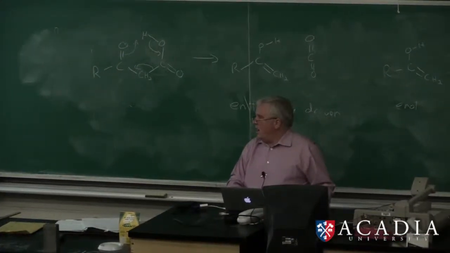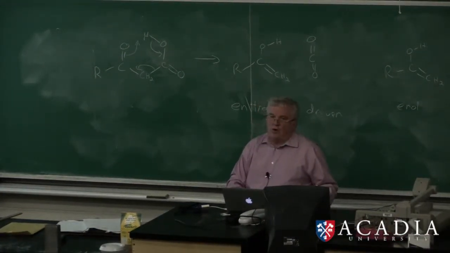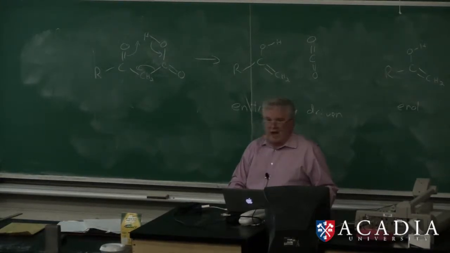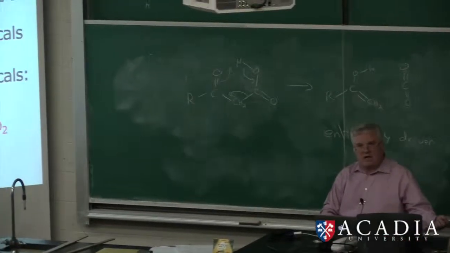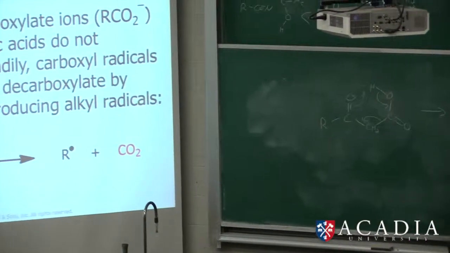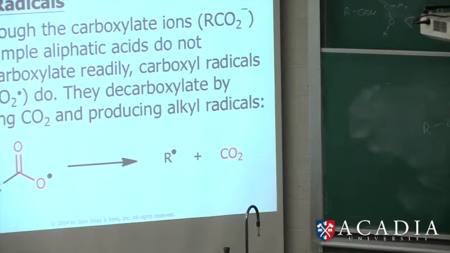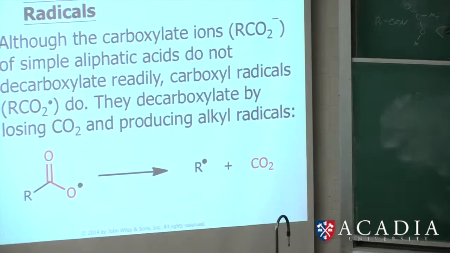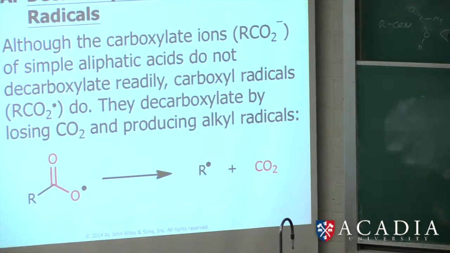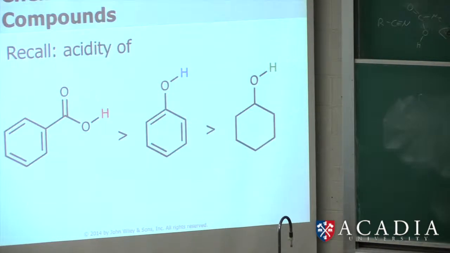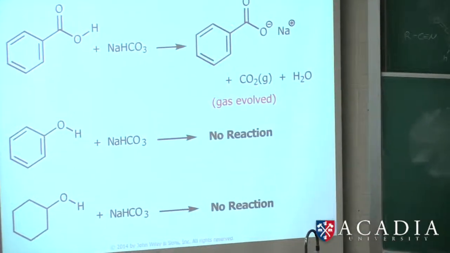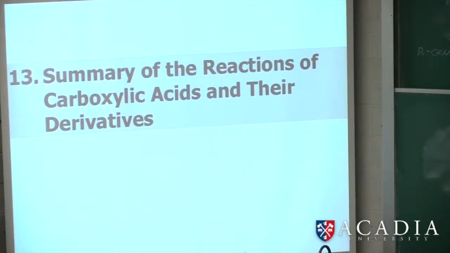We can also make these things happen for regular acids by turning them into radicals, usually through electrochemistry. We remove an electron from a carboxylate anion, and we get this carboxyl radical, and they readily decompose because carbon-centered radicals are slightly more stable than oxygen-centered radicals, and that's why that occurs. I'm going to skip that because we already did it, and we're done with chapter 13.